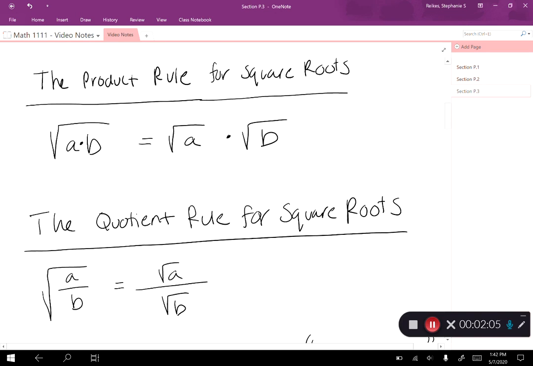Let's take a look at two rules, the product and quotient rule for square roots. If I have a big square root of a times b, I'm allowed to separate that and call that square root of a times square root of b. Now the quotient rule, if I have big square root of a over b, I can separate that out and call that the square root of a divided by the square root of b.